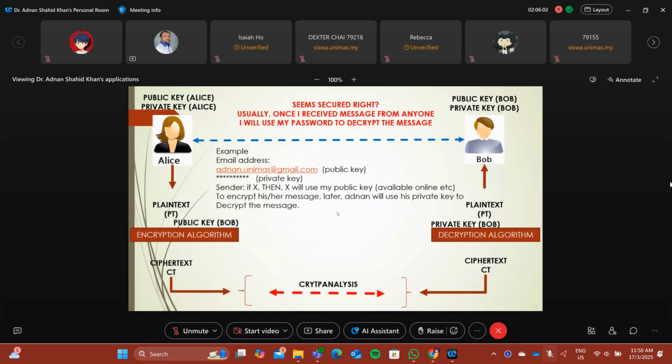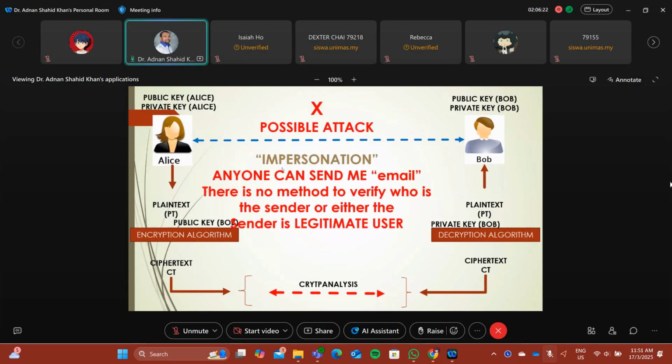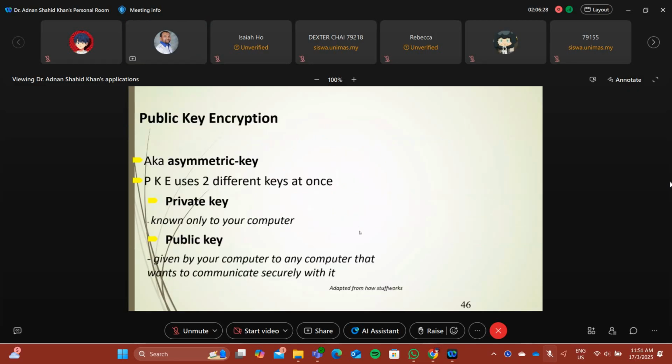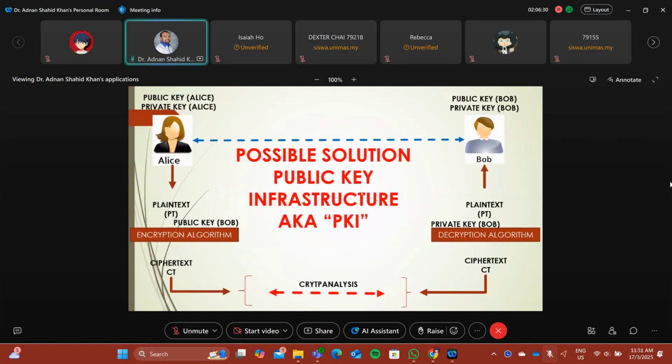I don't know, the Unimas server got a problem, so I'm using my Gmail. My previous Gmail is hacked, so this is my new Gmail. Please use this for the quiz, that means use this for the assignment. You people do all your hard work, and then I say, no, I haven't sent that. Impersonation: someone impersonates me. So the solution is public key infrastructure, and that will be our lecture 3.